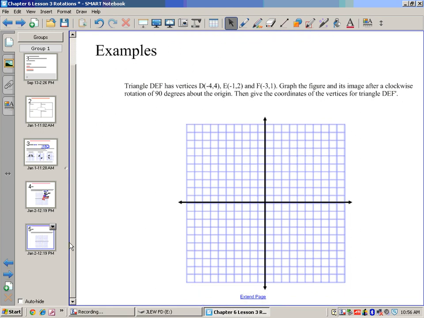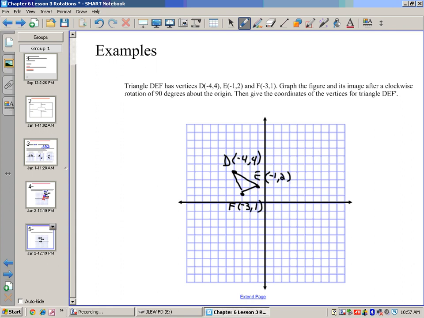Triangle DEF has vertices there. Graph the figure and its image after a clockwise rotation of 90 degrees about the origin. Give the coordinates of the vertices. Okay, let's graph our triangle. There is D, which is negative 4, 4. E is negative 1, 2. And F is negative 3, 1.